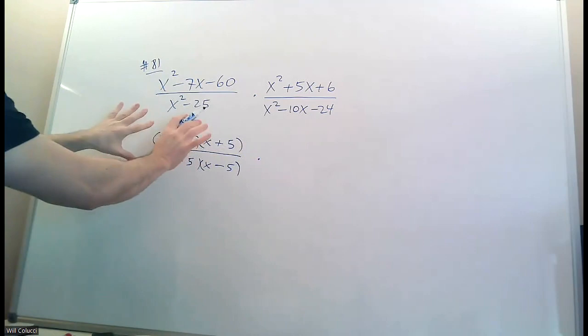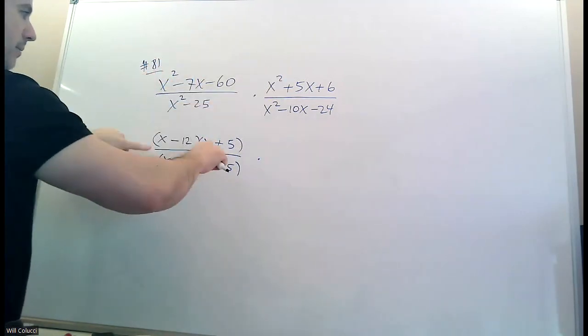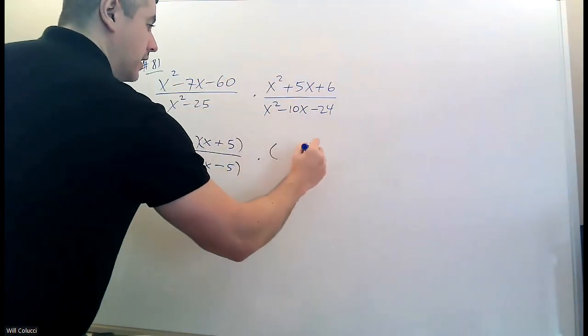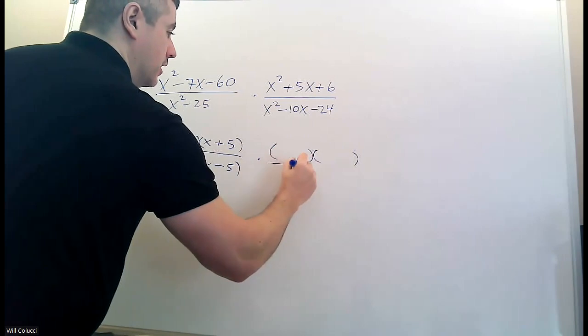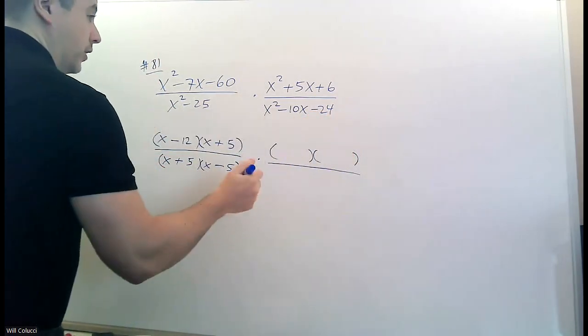All right, so I always factor one fraction at a time. I don't just go top, top, and then bottom, bottom. I factor the top and the bottom, and then I factor the top and the bottom. That's just the way I do it. If you don't want to do that, that's fine. You can just factor all the tops first, and then all the bottoms second. It's totally up to you.